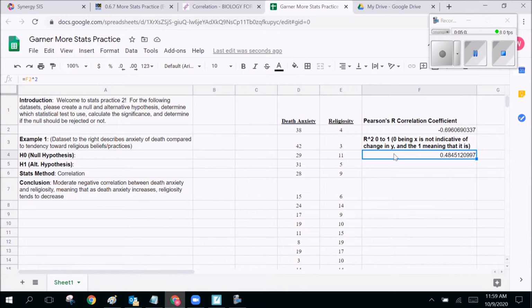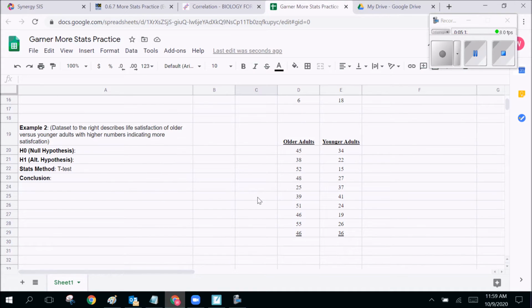This number, really, we can include it, but all it really says is that, again, we're moderately correlated because it's right between 0 and 1, so the change in x is somewhat indicative of the change in y. Now we go down to example 2.